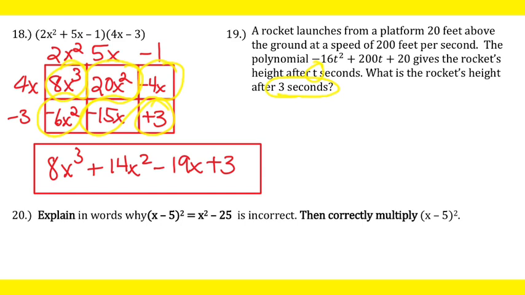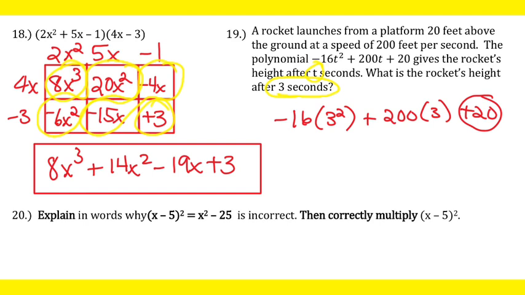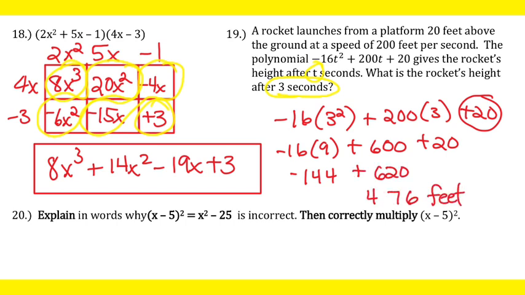So we know the first one's a negative because it has to fight against the gravitational pull. That's why we have negative 16 times the number of seconds, in this case 3, squared, plus 200 times 3, in 3 seconds, because we know that's the rate, 200 per second. And then obviously it started at 20 feet above ground, so we have to add that in there. We get negative 16 times 9 plus 600 plus 20. Negative 16 times 9 is negative 144 plus 620, and we get 476 feet is what the height of the rocket will be after 3 seconds.